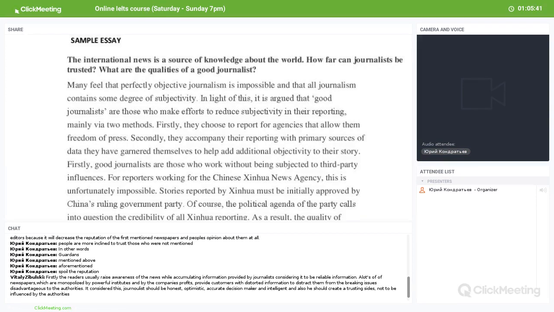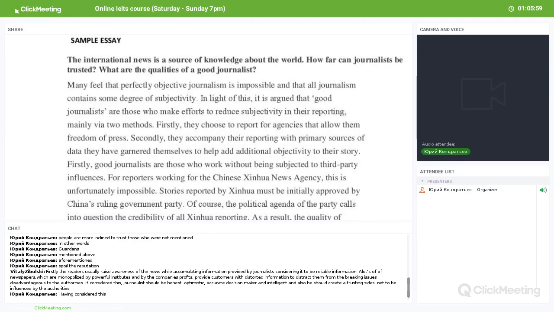Okay, without it, "consider this," or "journalists should be honest, considering this," or "having considered this," like this, рассмотрев это, having considered this. Journalists should be honest, optimistic, accurate decision makers, and intelligent. And also he should create trusting sites, not to be influenced by the authorities.